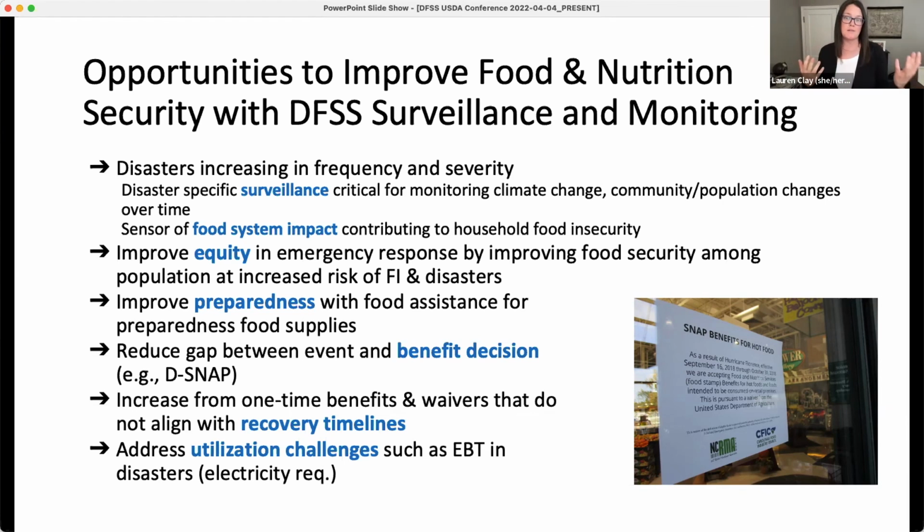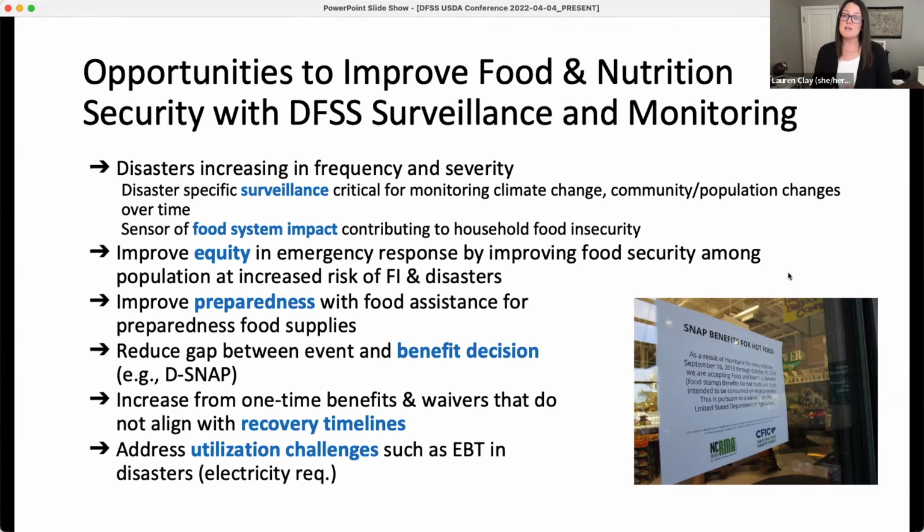We also see from looking at COVID, the pandemic, certainly long-term effects, as well as past hurricanes, that one-time benefits or waivers just do not align with actual recovery timelines. So this is a photo here of the SNAP benefit waiver for Hurricane Florence. It allowed the purchase of hot foods and foods that you could consume on site for 6 weeks. If we're seeing elevated food insecurity rates and recovery rates in the months and years timeline, then 6 weeks is not enough.